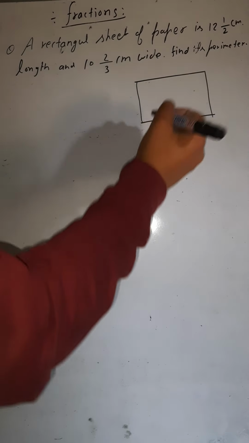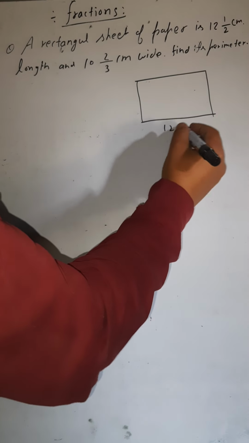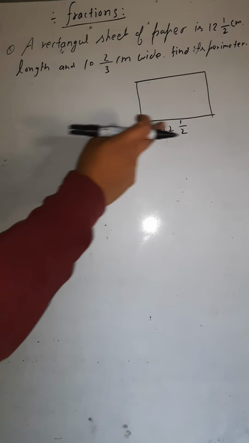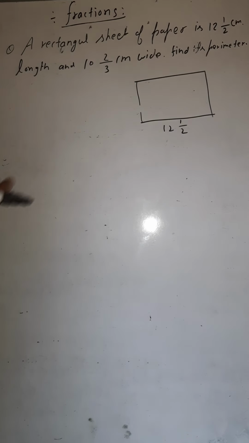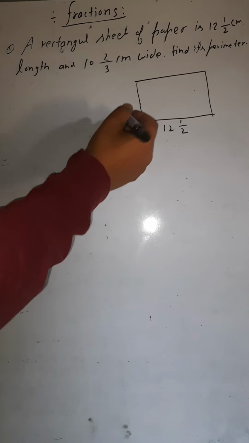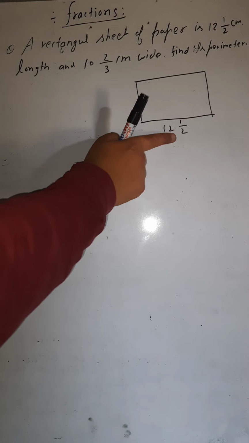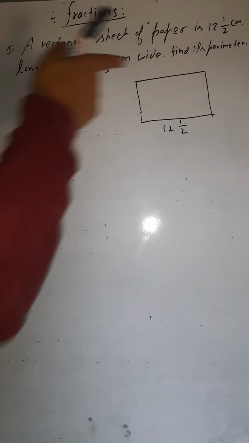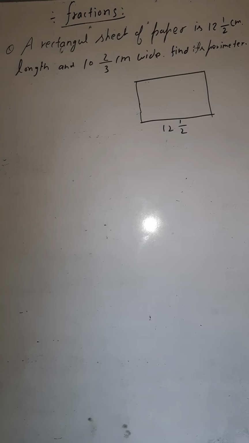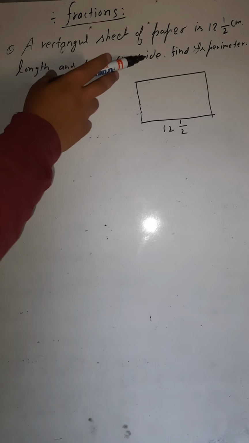Its length has been given as, this is the length. So length is 12 whole 1 by 2. So this is 12 whole 1 by 2. This side also would be 12 whole 1 by 2. Why? Because the opposite sides are parallel and equal in a rectangle. If it is 12 whole 1 by 2 centimeter long, so the opposite side also would be 12 whole 1 by 2 centimeter.